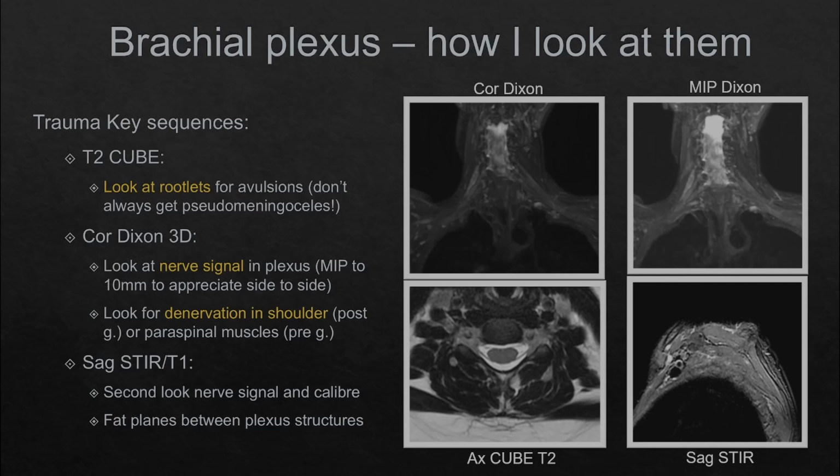I next look at the sagittal STIR image and correlate it with the T1 sagittal, so I can visualize each of the brachial plexus structures in turn, and have another look at the nerve signal and caliber, and whether the fat planes are preserved between the brachial plexus structures.